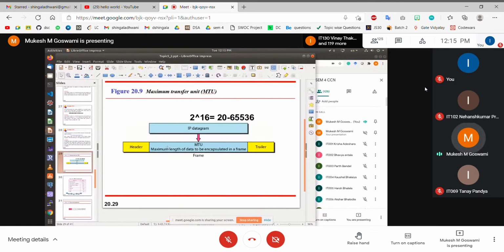This is a container. MTU is a container. And this is the object. The size of the object cannot be more than the container. Otherwise, this object will not fit into the container, right?